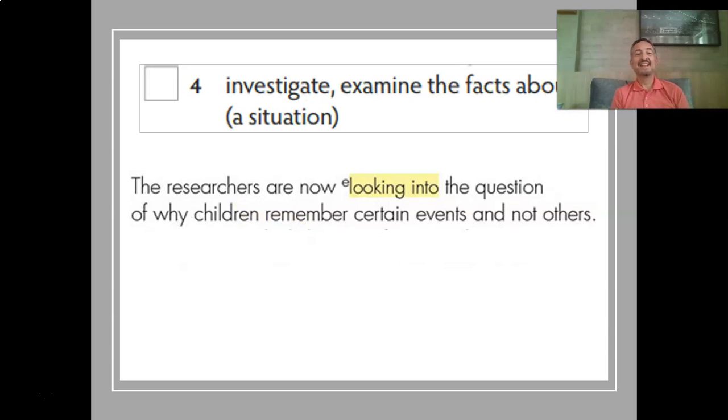Next one, investigate or examine the facts about a situation. The researchers are now looking into the question of why children remember certain events and not others. So when you are investigating, when you are examining facts about a situation, you are looking into that situation. This is usually what happens with detectives and the police. They are looking into the case of the missing diamonds, for example.